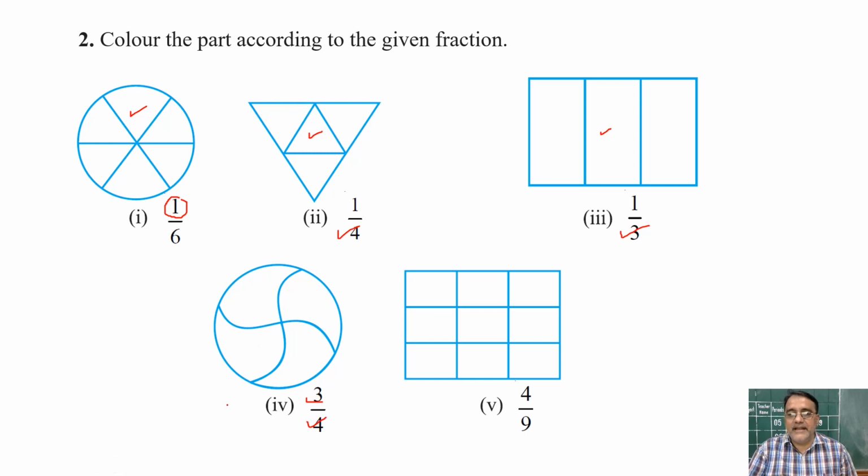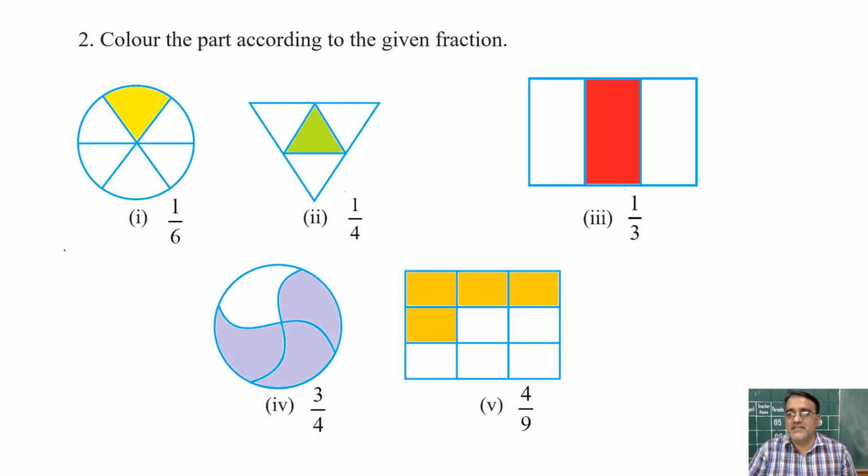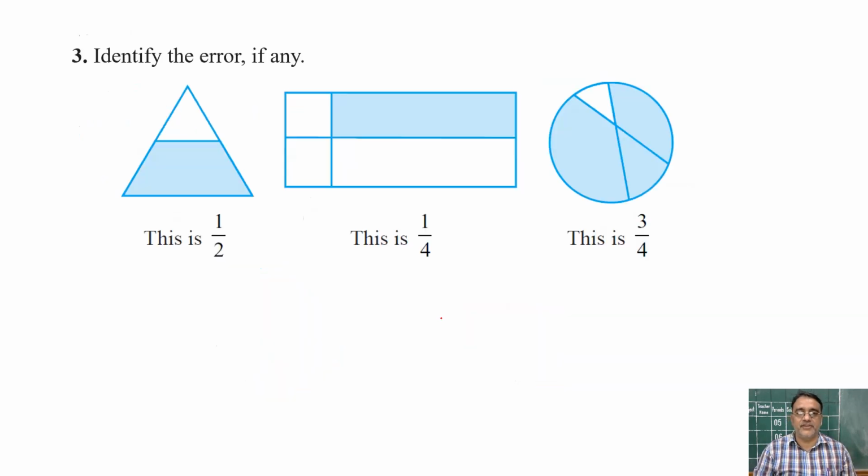Here total 9 equal parts are there and we have to color 4 parts. See, this is the answer. Here one part is colored. Here only one part is colored. Here also one part is colored. Here 3 parts, 1, 2, 3, and here 4 parts are colored. 1, 2, 3, 4 out of 9. Now we are moving toward question number 3.